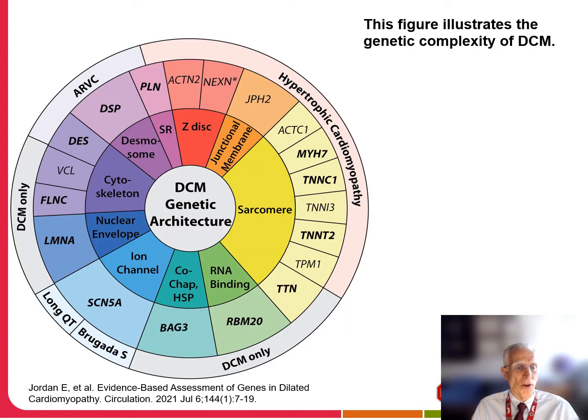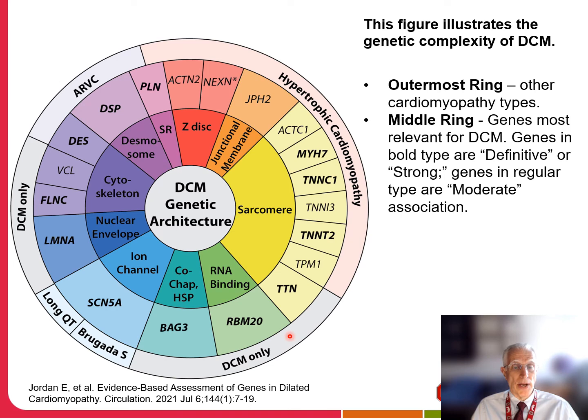Now, this figure is from that Circulation paper that Elizabeth and I put together. And this figure illustrates the genetic complexity of dilated cardiomyopathy. And in the outermost ring, we show other cardiomyopathy types: hypertrophic cardiomyopathy, arrhythmogenic right ventricular cardiomyopathy. This is DCM only, and the middle ring shows the genes associated with these different phenotypes or different clinical presentations. Again, this is a little complicated genetics, but I wanted to show you that you can get the flavor from the different colors and stuff.